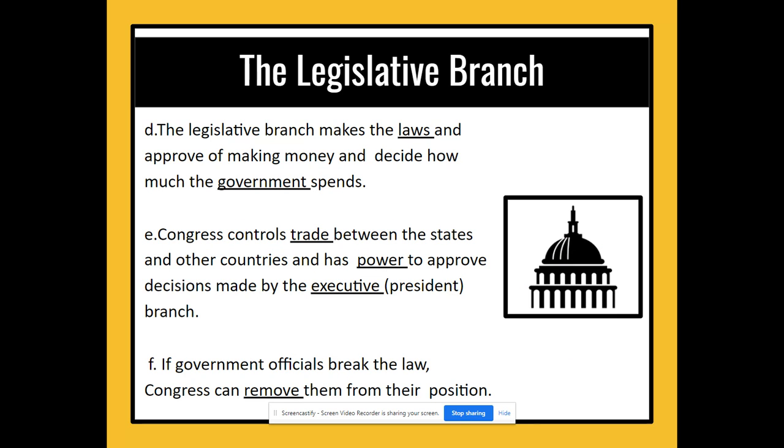The legislative branch makes the laws. They also approve of making money and decide how the government is going to spend the money. So they have to come up with a budget and decide how that money is going to be spent within our country, as well as states and then local government. Congress controls trade between the states and other countries. It also has the power to approve decisions that are made by the executive branch, which we'll learn in the next few slides is made up of the president and the vice president. If a government official breaks the law, Congress has the power to remove that person from their position.